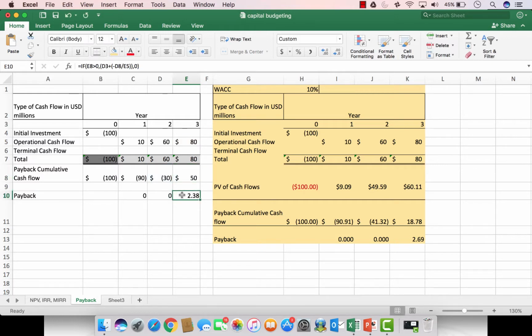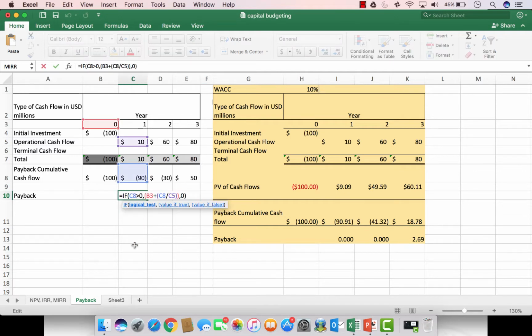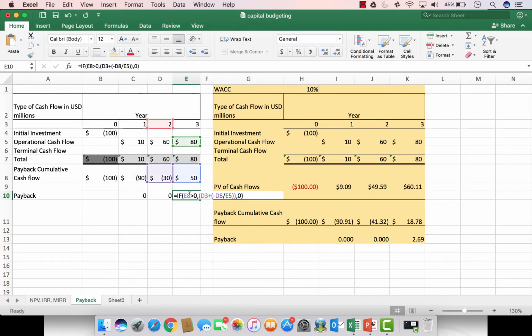And now I put a logic statement here, and all these formulas are the same, okay? So they all look the same. You can pause it and look at it. What the formula does is that if this number is positive, it means that, all right, we're recuperating the money. So that means that the number of years is going to be 2 plus the fraction of 30 divided by 80. And if this number is negative, after the comma here, just give me a 0. So that's why you see the zeros here.